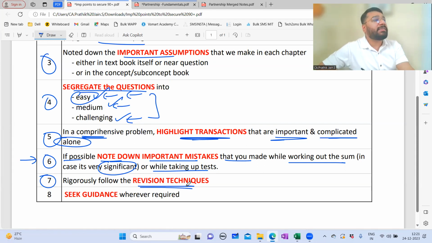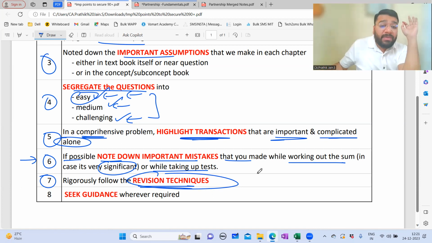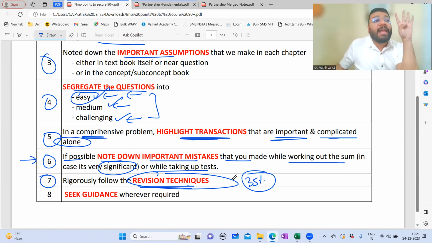I'll give you the customized revision technique as and when we do the revision classes. I'm telling you, if you follow this revision technique, it will be a game changer for you. I'm giving it a total weightage of 35%. There are 4 pillars to secure 90 plus, 95 plus, and 100.